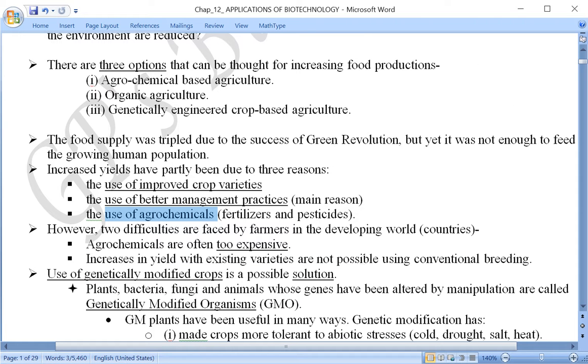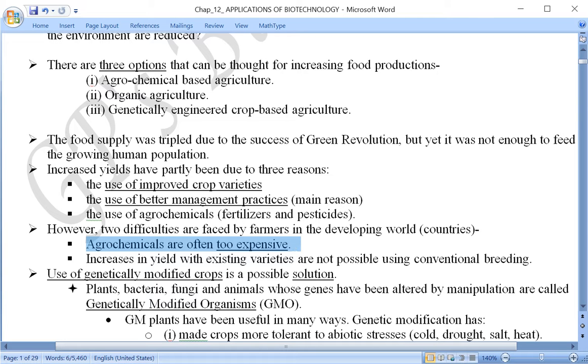However, out of these three points, there are still two more difficulties that are continuously being faced by farmers in developing countries. The first one is that agrochemicals are not cheap. They are quite expensive, as I mentioned some time back, and each and every farmer is not able to afford them. So how are they going to grow and increase the agricultural produce?